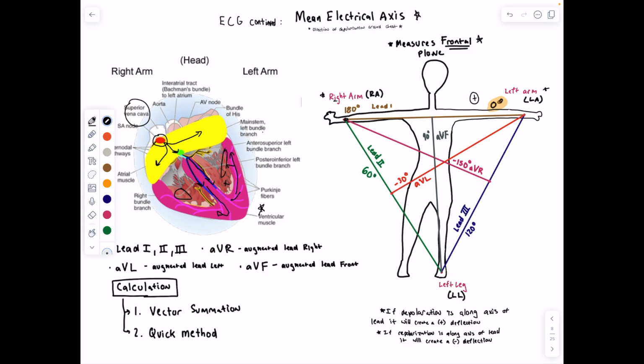Our second lead is from the right arm down to the left leg, and I would say that's 60 degrees for lead 2. Lead 3 is from the left arm to the left leg, and that's 120 degrees. And then we have our augmented leads, which are not starting at one of these 3 points on this triangle, but starting from the leads themselves. And so you have augmented right, which is going right this direction, negative 150 degrees. You have augmented left, and then you have augmented front, which is 90 degrees down.